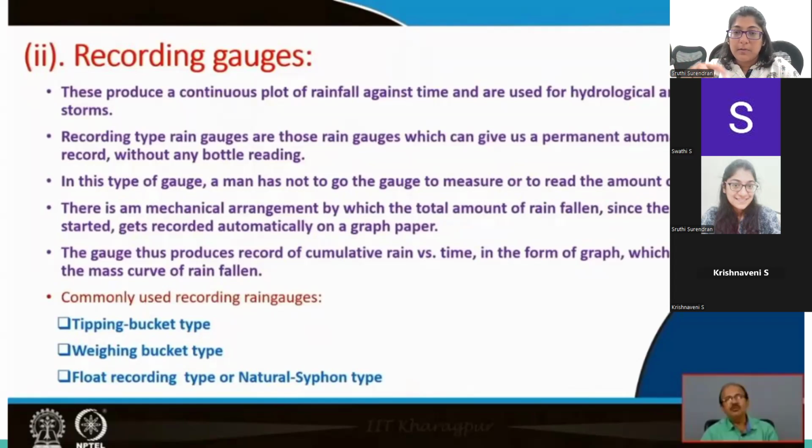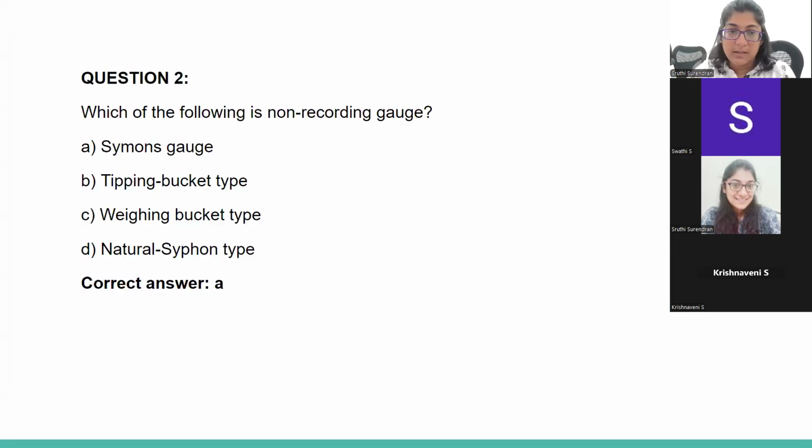So first there will be 1 centimeter, then 2 centimeters, 3 centimeters. So totally we are going to get a reading of 3 centimeters and not the discrete values. So the non-recording gauge out of these four options is the Simon's gauge. Tipping bucket, weighing bucket, and natural siphon type or float recording type are the three types of recording gauges used in our country.